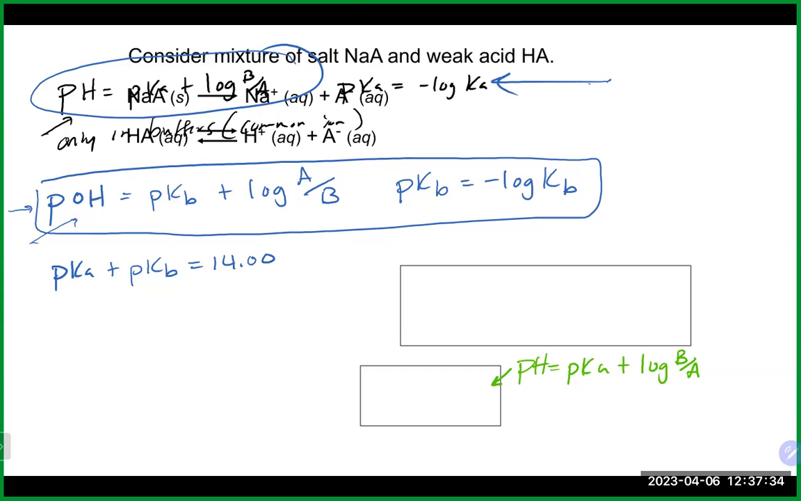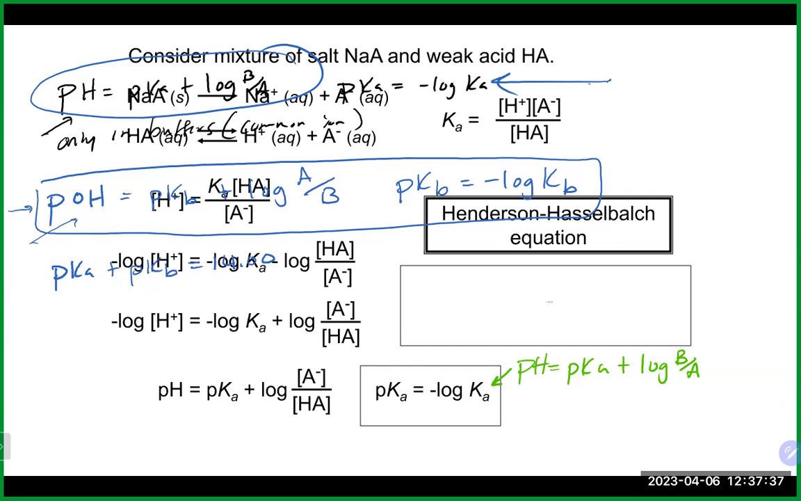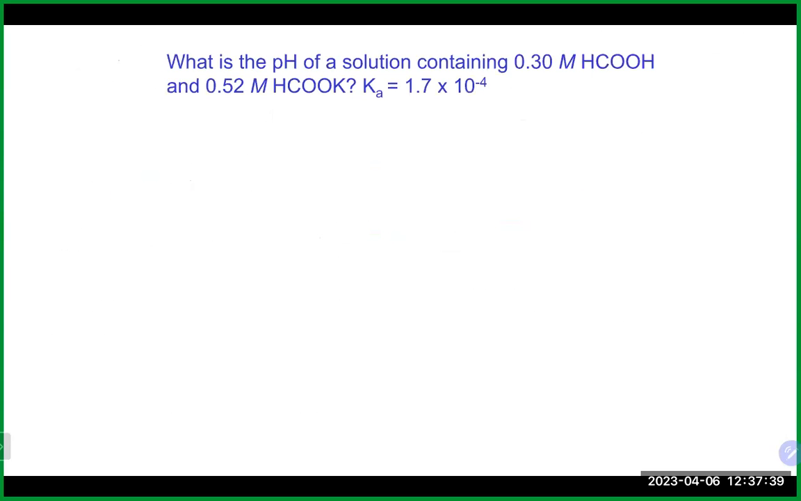Okay. So now that we have been alluding to buffers, let's take a look at one example before we do. What is the pH of a solution containing 0.3 molar formic acid and 0.52 molar potassium formate? The Ka value for formic acid is given. We got 0.3 molar formic acid, and we got 0.52 molar potassium formate here.